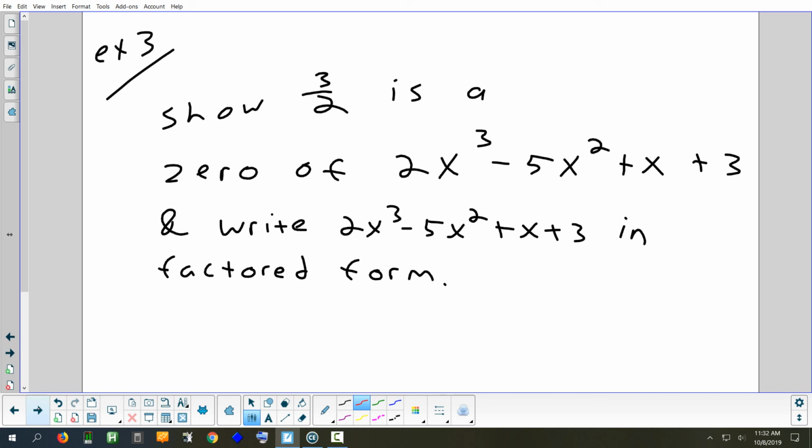So that's the first step. Show that 3/2 is a root. And then we're going to be able to factor this cubic polynomial.